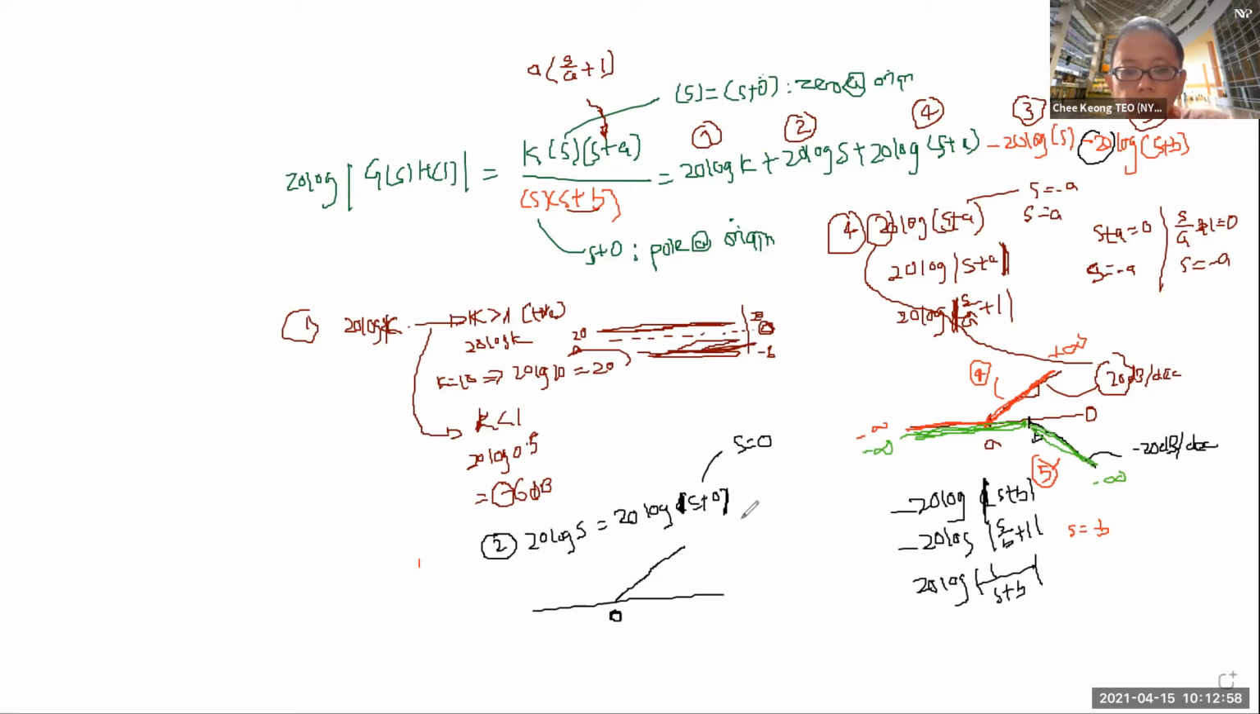So what you can see is only when your frequency becomes, when this thing becomes 1. 20 log 1. Log 1 is actually what?